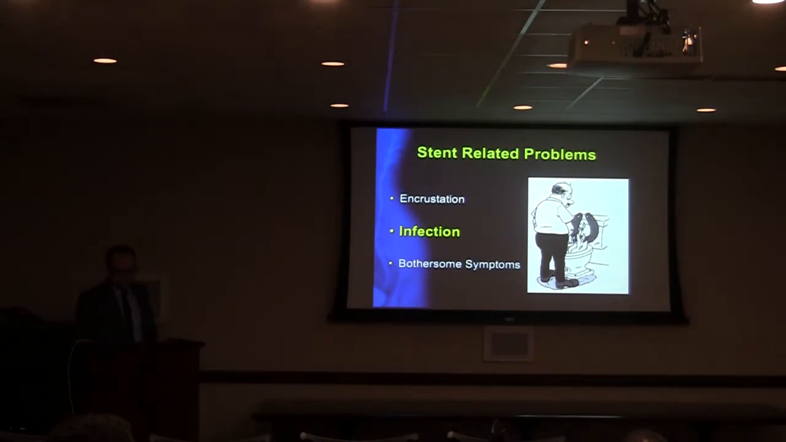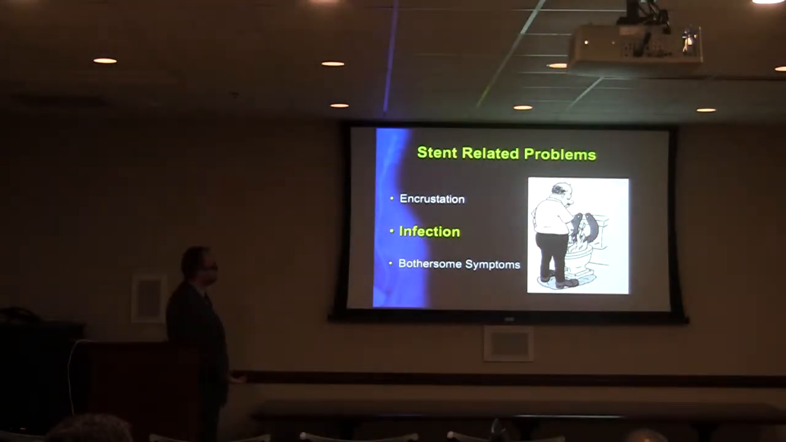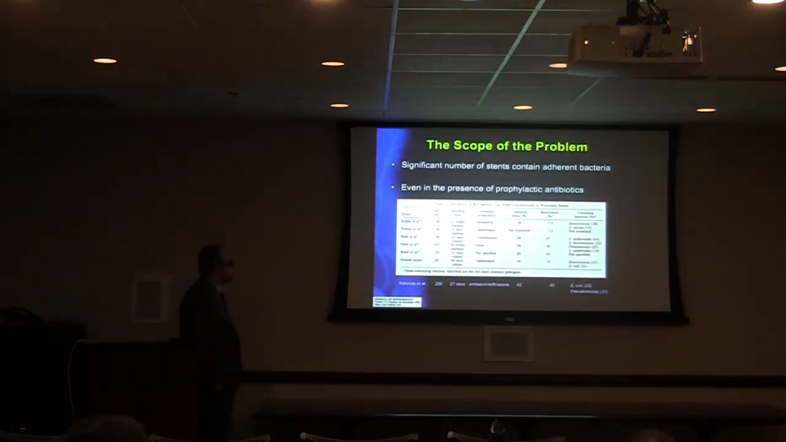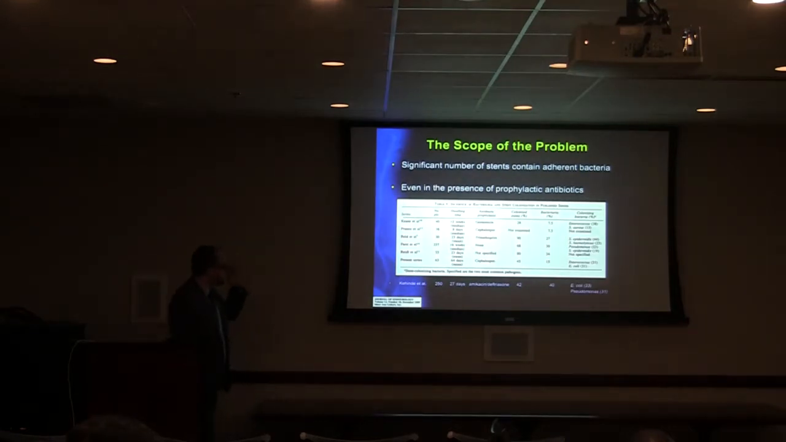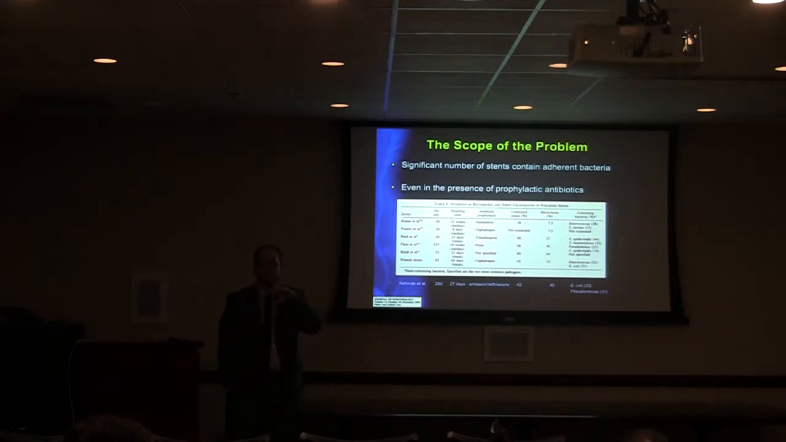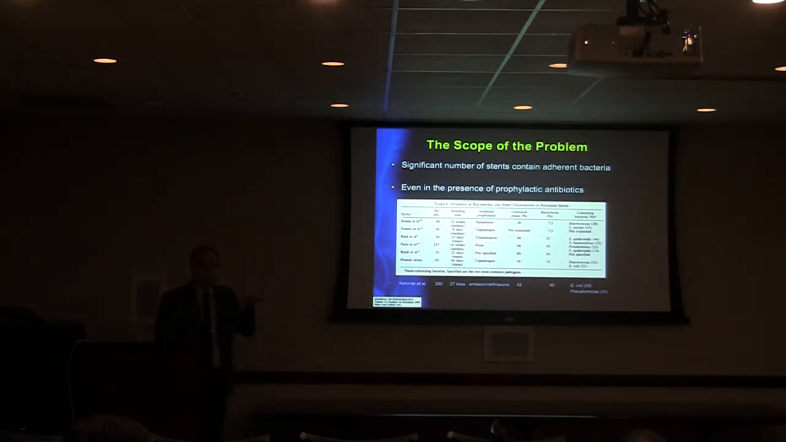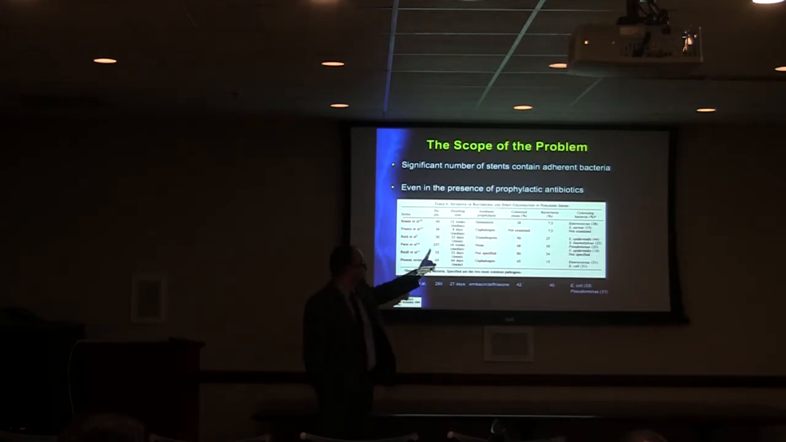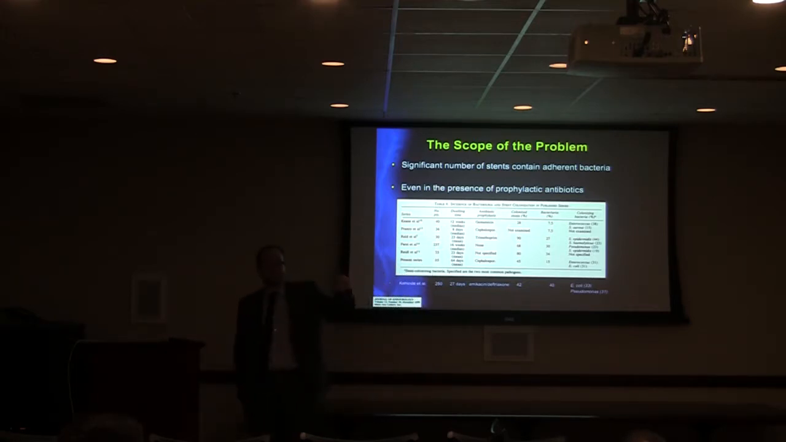So there we are. So let's look at infection. What's the scope of the problem? Well, here is a table that summarizes several studies that looked at stents removed from patients, and these stents were indwelling for various amounts of time. And they looked at whether these stents were colonized with bacteria. Now, as you'll see, for the majority of these studies, except maybe for one or two, these patients received antibiotic prophylaxis. So the idea was for the antibiotic prophylaxis to prevent bacteria from attaching to the stent.